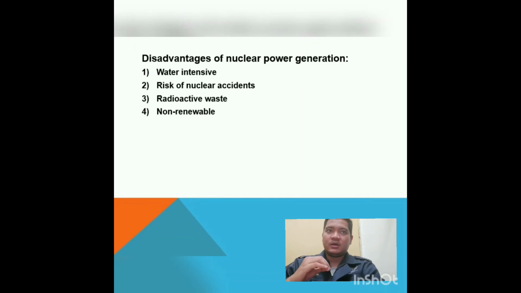Okay. I will continue with the disadvantages of using nuclear power generation. The first disadvantage of nuclear power generation is that it is water intensive. It uses too much water to generate electricity. Nuclear power plants need a lot of water.